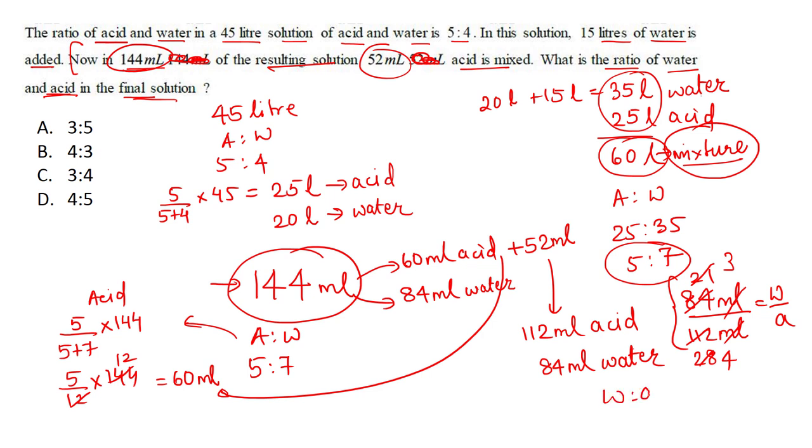4 2s are 8, 4 1s are 4. 28 is 4 times 7, and 21 is 3 times 7. So the water to acid ratio comes out to be 3:4. Answer is option C.